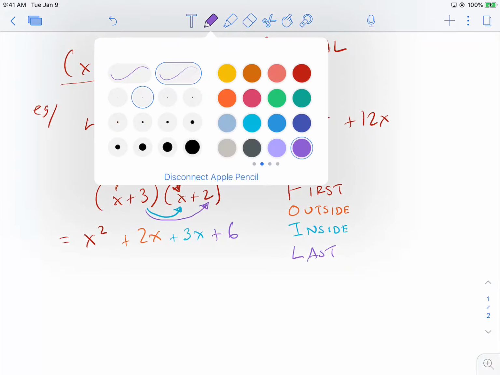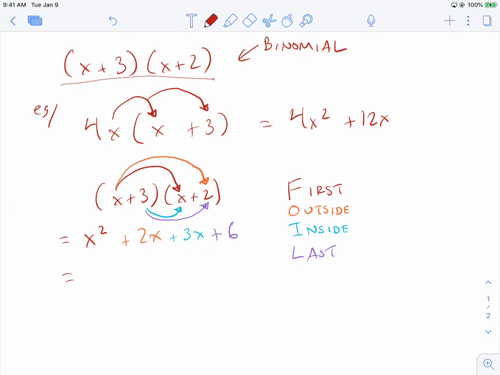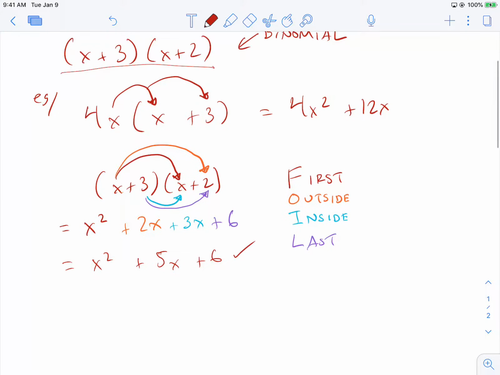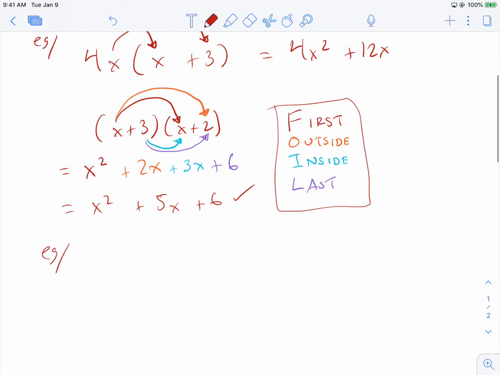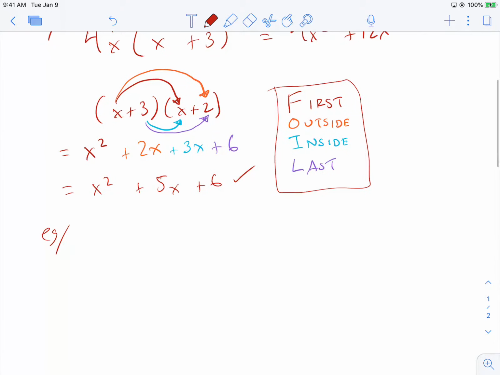And now all we need to do is just clean this thing up. x squared, nothing else we can add to that, so it's just x squared. 2x and 3x, we can add those things together. We'll get 5x and then plus 6. And we are done. So FOIL is the way we remember how to multiply these things: first, outside, inside, last. That's all today's going to be about, making sure we have this skill down because it is a very important skill.